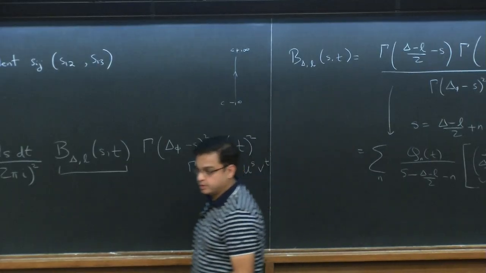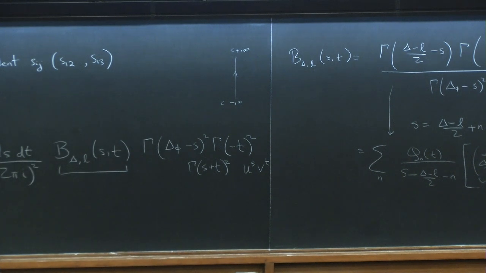So that's an important point. You cannot add arbitrary factors. The projector has to be such that it allows you to close the contour. That's correct.